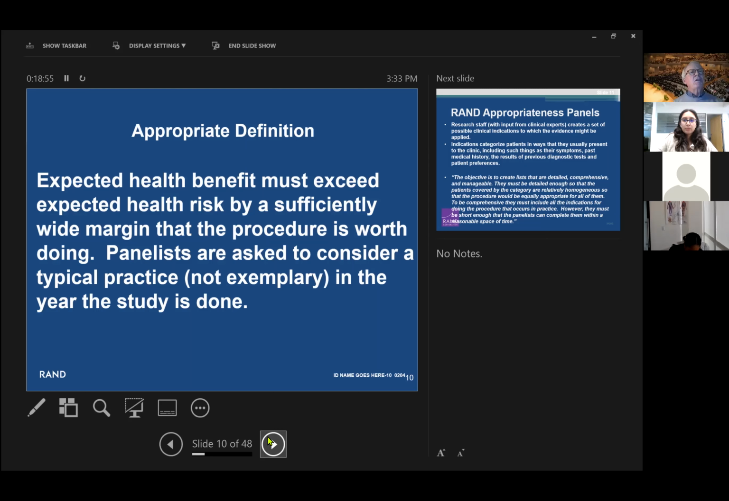And you do it in the year that the study's being done. So given what we know about, say, back surgery in 2021, is this procedure something that the average back surgeon should do or not? That's kind of what the guideline is for doing it.